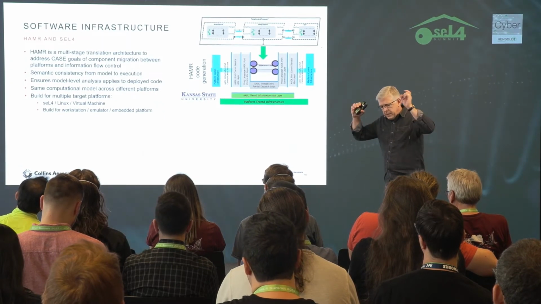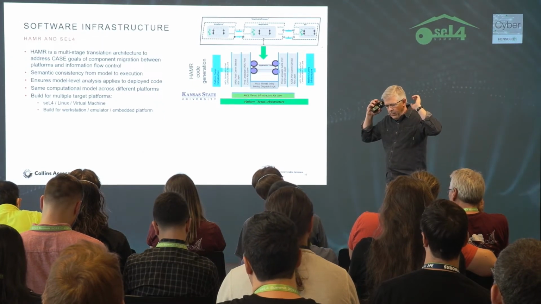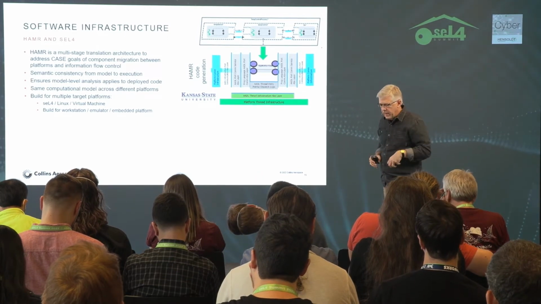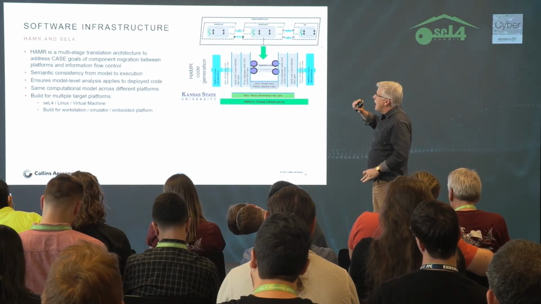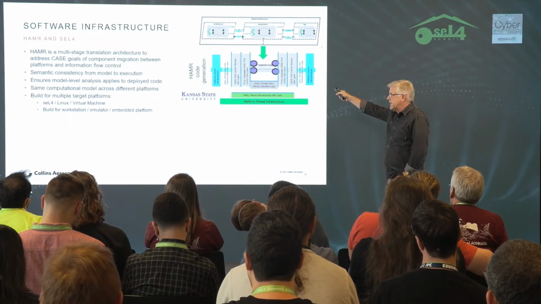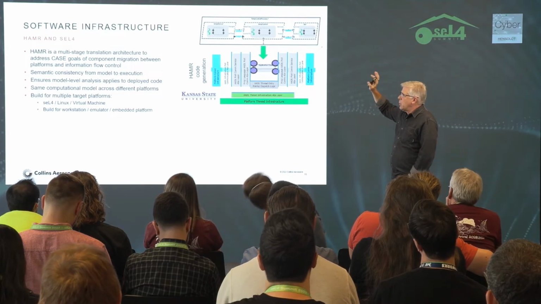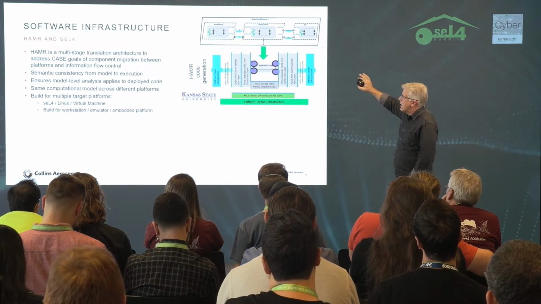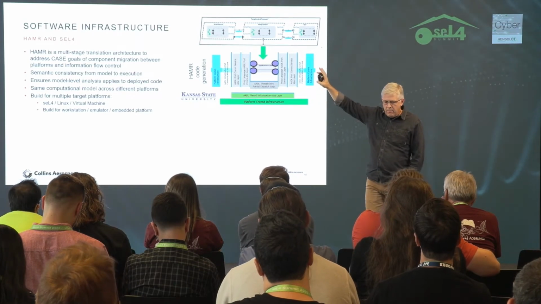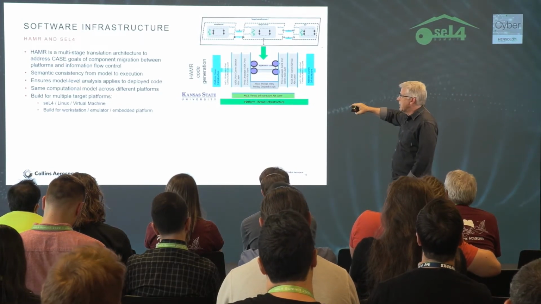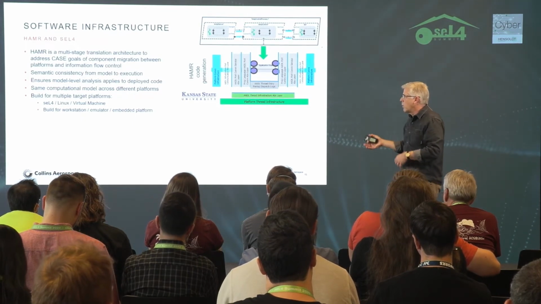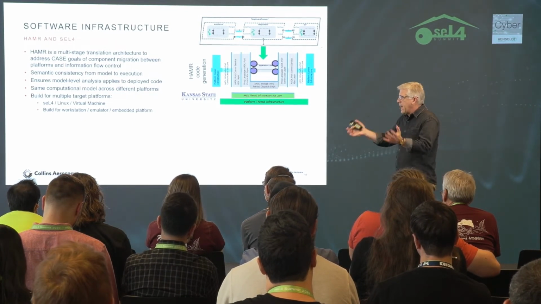Okay, so we got our requirements, we got a model, did the transformations, did verification. We're happy with it. Now we're going to go and generate code from it. So Hammer is a multi-stage translation architecture to generate code that ensures semantic consistency from the model down to the execution. So it's going to give us the same computational model across different platforms and being able to target a handful of platforms.